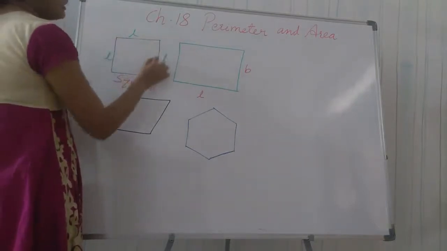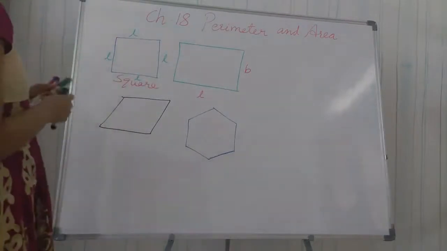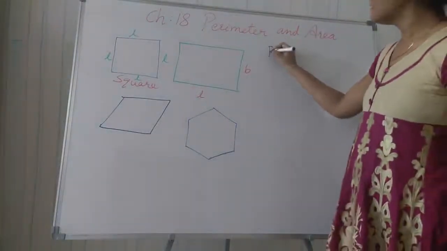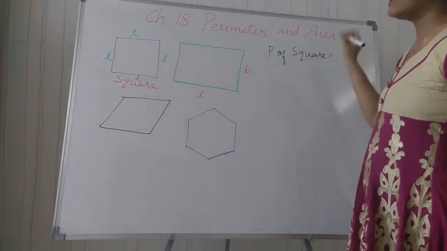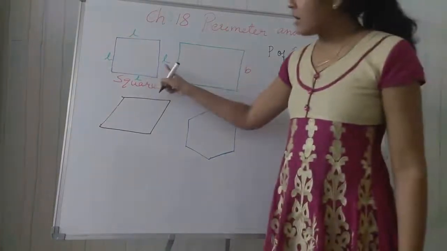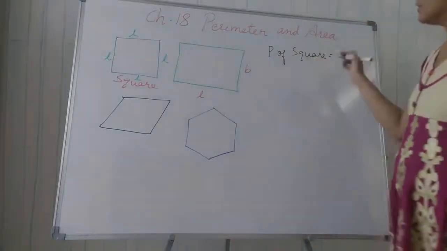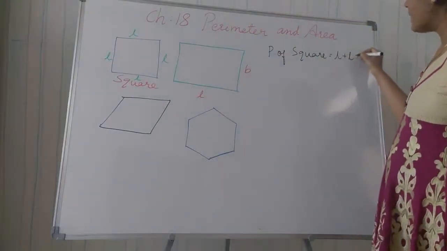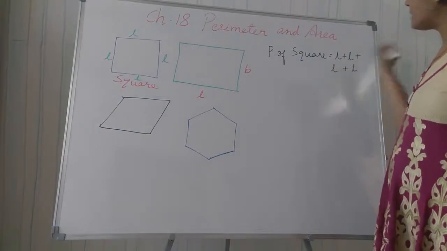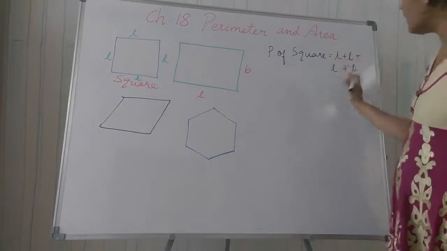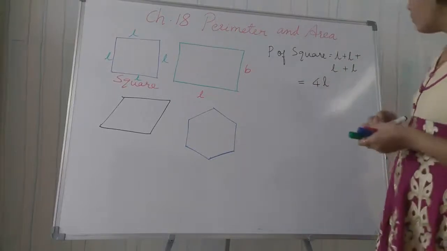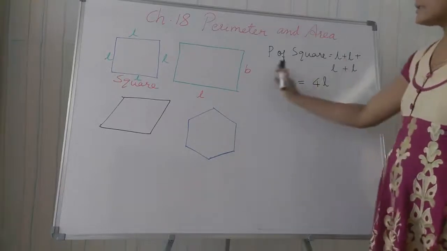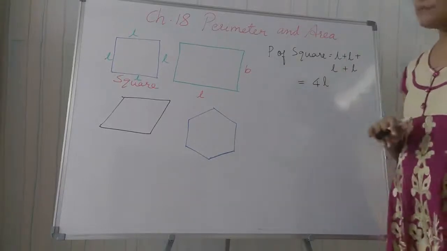When we add all these boundaries, we get the perimeter. So I am writing here perimeter of square. To find the perimeter of a square, it has 4 sides which we are going to add. So L plus L plus L plus L. 4 times we are adding L. It means 4L. How many times is L? 4 times. So 4L is the perimeter of square.